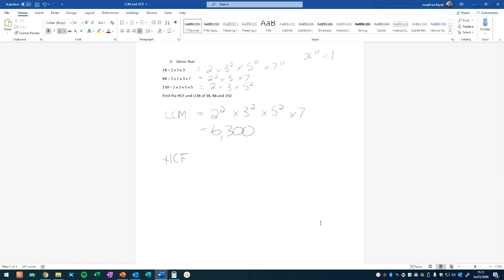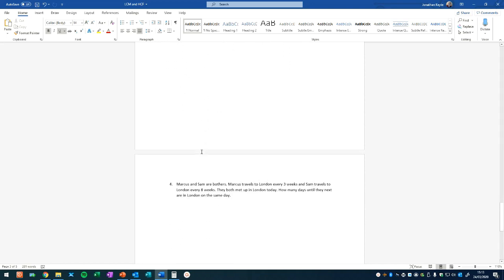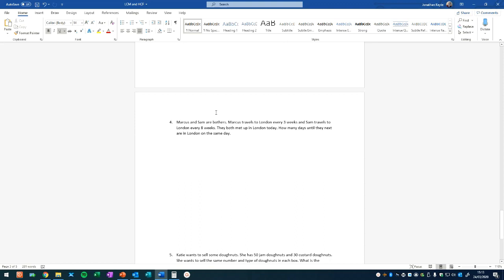So HCF is the highest common factor. If we use these numbers here to see what they all have in common, they all have a 2, so let's cross out the 2's. They all have a 3 as well, and I think that's it. So the highest common factor is just 2 times 3, which equals 6. So yeah, wasn't too tricky, but hopefully you guys are feeling a bit better about these questions now.